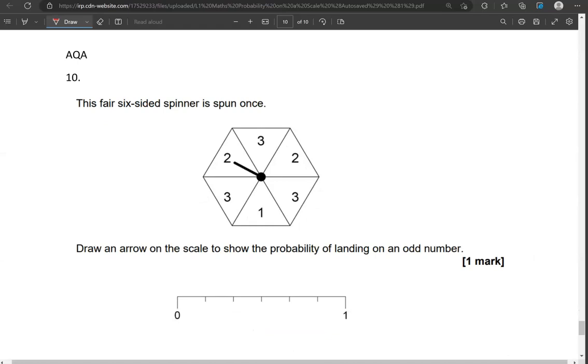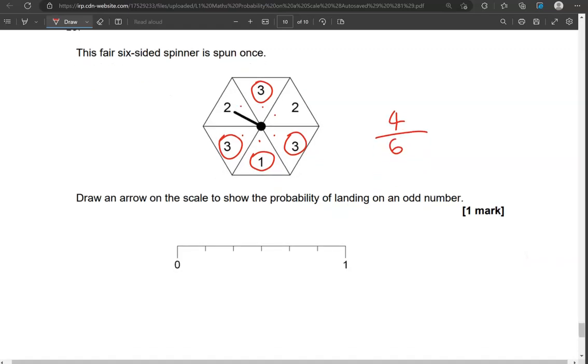This fair six-sided spinner is spun once. Draw an arrow on a scale to show the probability of landing on an odd number. How many odd numbers do we have on the spinner? We've got 3, 3, 1, and 3. So that is 4 of them. Out of the total, which is 1, 2, 3, 4, 5, 6. So 4 out of 6, or 4, 6.